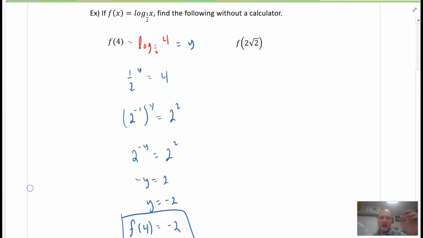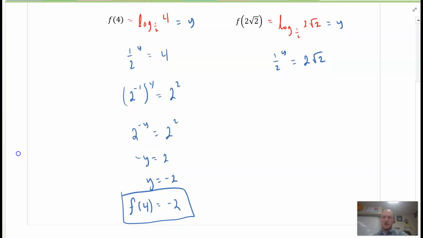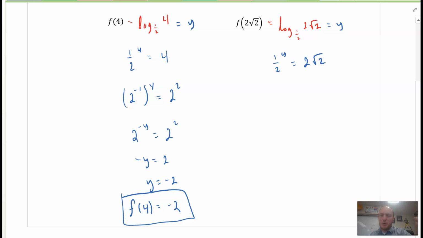There you have it. How about f of 2 root 2? And this one is going to be pretty tricky. So I have log base 1/2 of 2 root 2. I want to evaluate this. I'm going to set this equal to y and then rewrite in exponential form. So 1/2 to the power of y is equal to 2 root 2. Now we have to rewrite these both as the same base. And I hope you're thinking base 2.